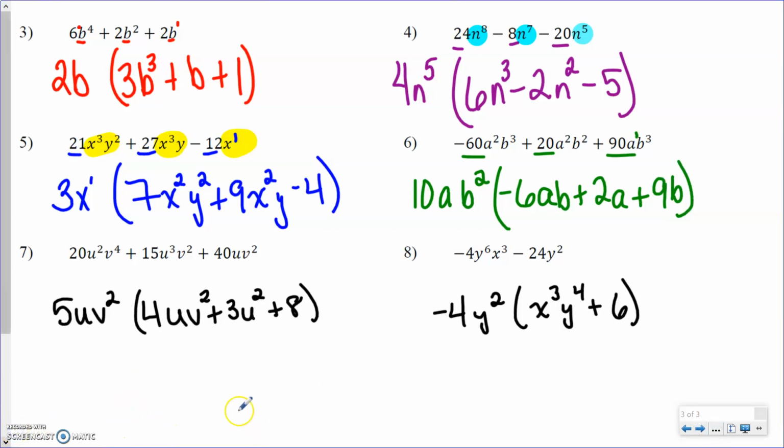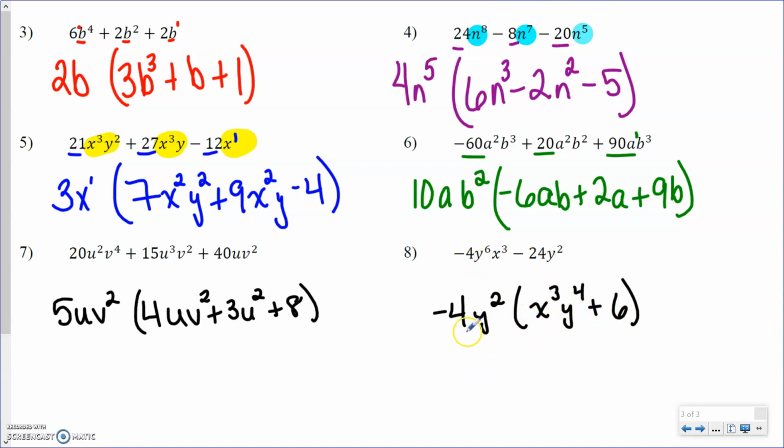Okay, here you'll see that I had a 5 that goes into all of those terms, and then I have u to the first, v to the second, and I divided all those out to get 5uv squared times the quantity 4v plus 3u squared plus 8. And then for the next one, if you took out a positive 4, that's okay. These will just be negative on the inside.